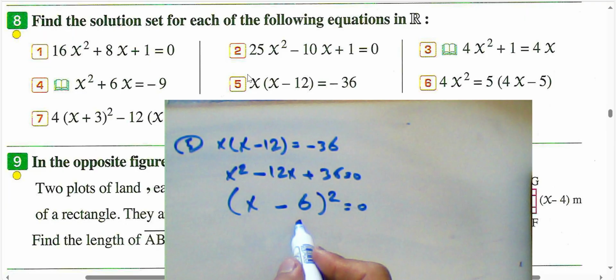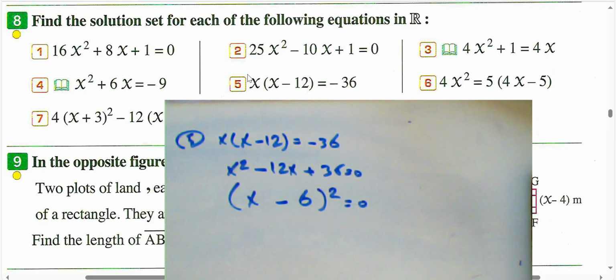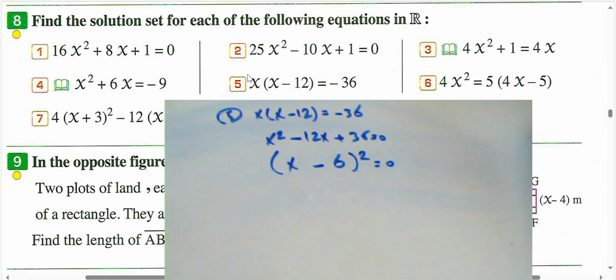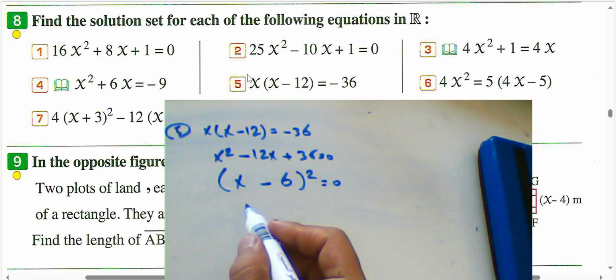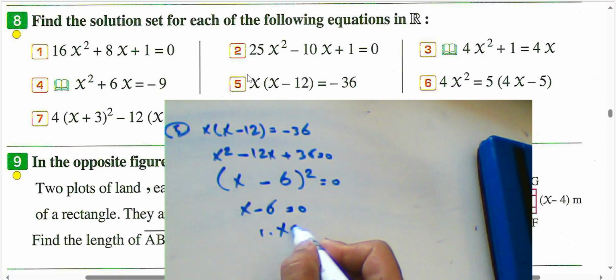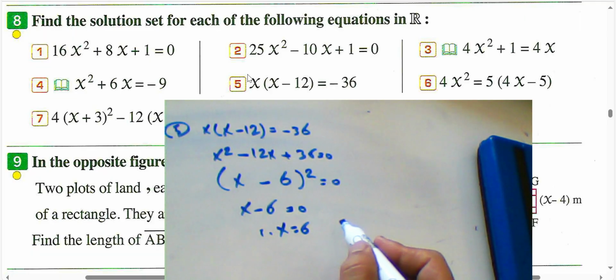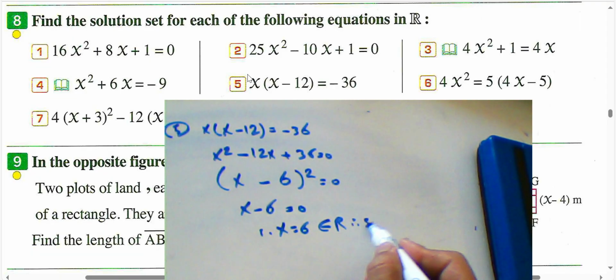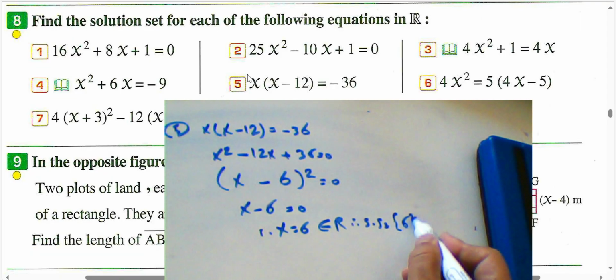We can take square root from left hand side, right hand side. Then the answer here will be x minus 6 equals 0. So the value of x equals 6. It's belonging to real numbers. Then the solution set will be 6.